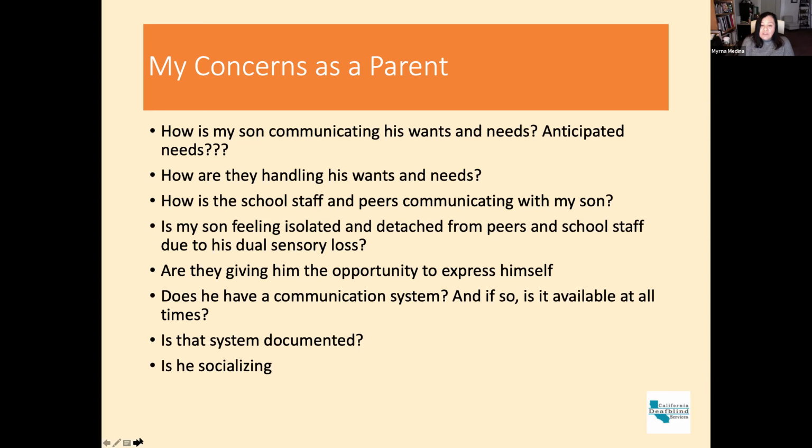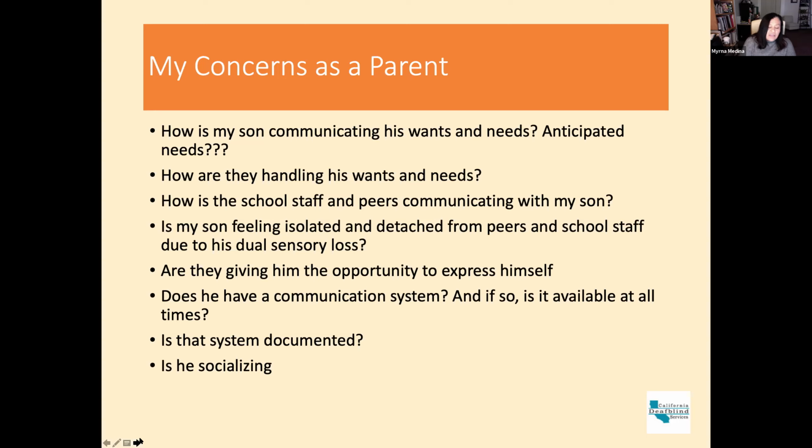So I was like peeking into the classroom. At that time, I was allowed to go in the classroom and stay there and help with him. And so I was really concerned that those things were not addressed, and that he was just being cared for, but not necessarily being part of the classroom. I didn't want him to feel isolated.